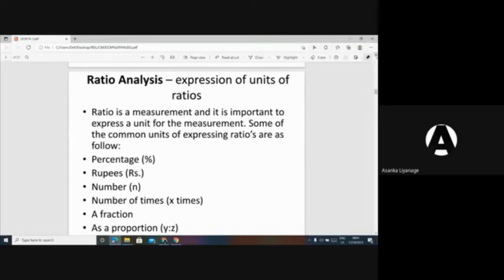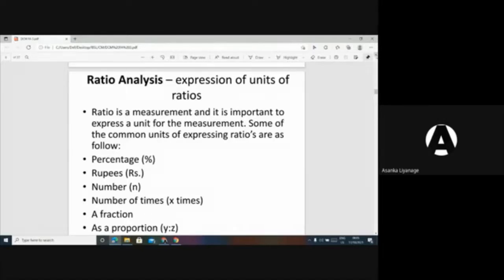I can take one ratio, that is interest cover. You normally express interest cover as a number of times. If the number is higher, you have a good ratio performance. If the number is low, it reflects a lower performance. Then as a fraction: 2/3, half, 1/4. Those are fractions.